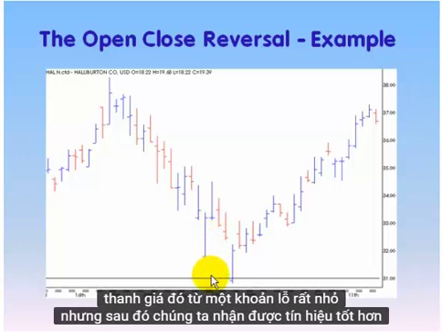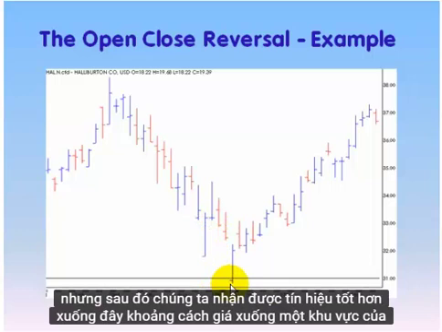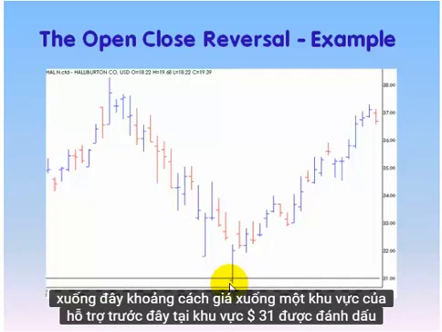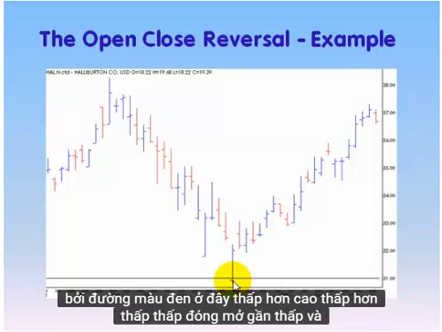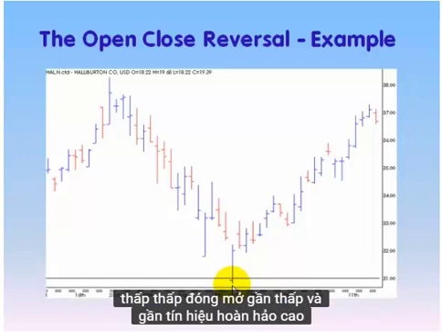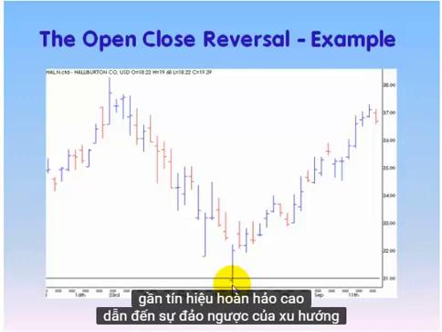But then we get an even better signal down here. Price gaps down to an area of previous support at the $31 area, marked by the black line here. Lower high, lower low, lower close, open near the low and close near the high. Perfect signal leading to a reversal of trend to upwards.